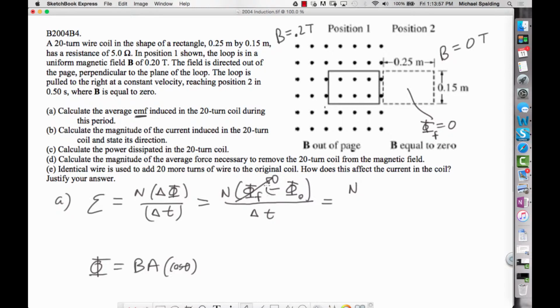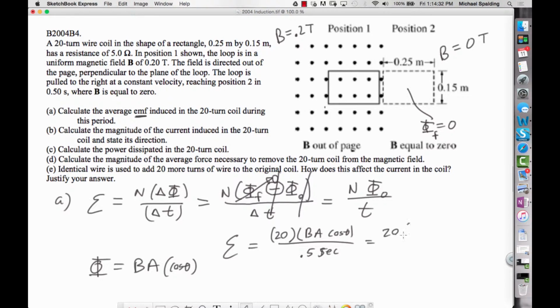N. And let's not worry about this negative, because in physics, plus and minus is direction, and we're going to figure out the direction from Lenz's law. So just taking the absolute value, it's going to be N multiplied by the initial flux over time. So we plug into this. We have 20 loops, N is 20. The initial flux, we're going to go BA cosine theta. And then the time is 0.5 seconds.